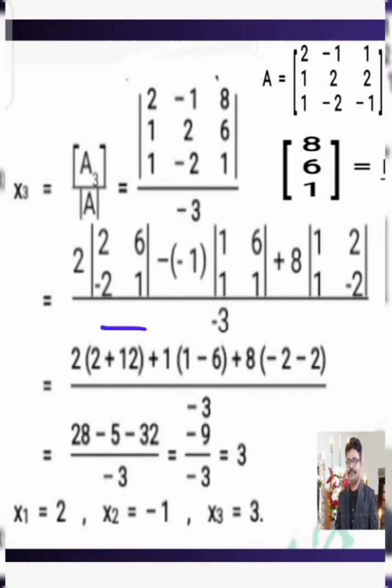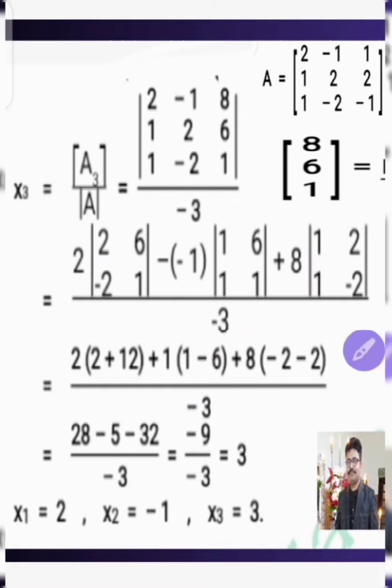Now 12 plus 2, we will get 14. 14 times 2 is 28. 1 minus 6, we will get minus 5. Minus 5 will multiply by 1, that will be minus 5. Minus 2 and minus 2, or minus 4, will be multiplied by 8, we will get minus 32. Now 28 minus 5 is 23. 23 minus 32, that is minus 9. Minus 9 divided by minus 3, I explained before that this is the value of determinant of A. We will write it till the end.